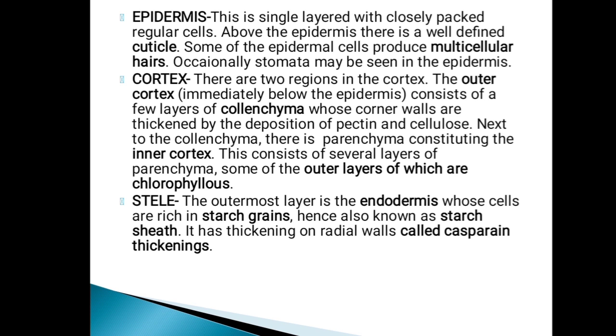The outer cortex is made up of collenchyma, or sometimes you can also see chlorenchyma. This is followed by parenchyma, and inner to that you can see the stellar portion. The innermost layer of the cortex is said to be endodermis, followed by the stele. The endodermis has cells rich in starch grains, hence also known as starch sheath. It has thickening on the radial walls called Casparian thickening.